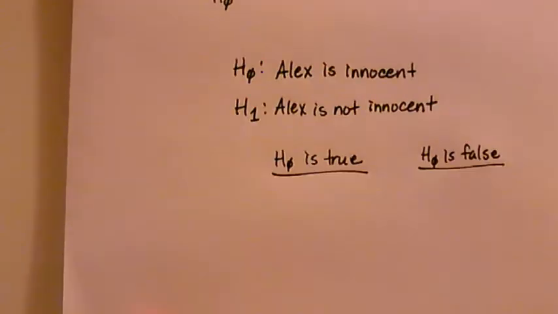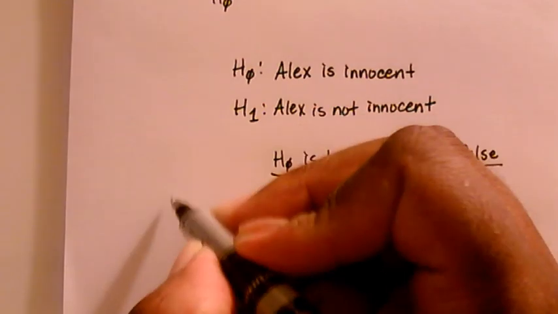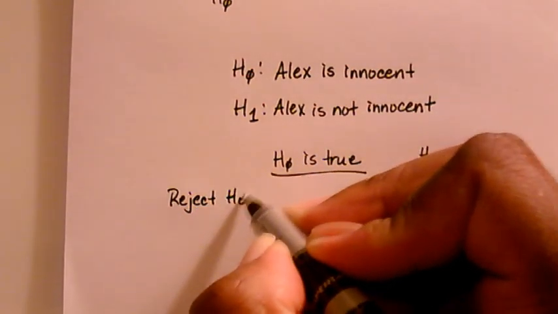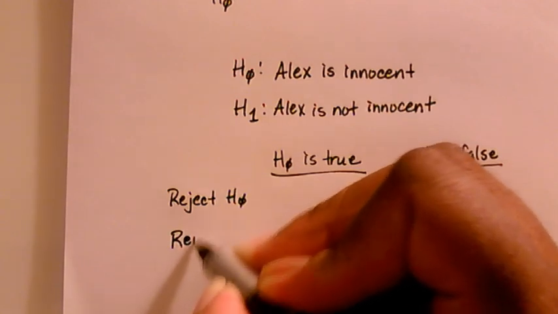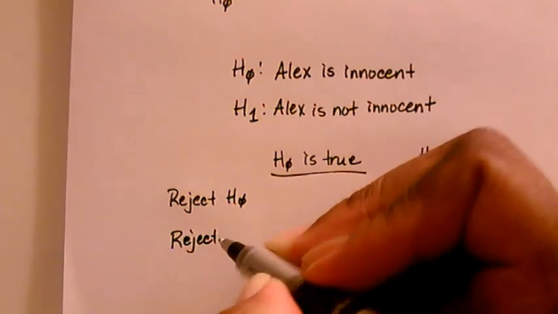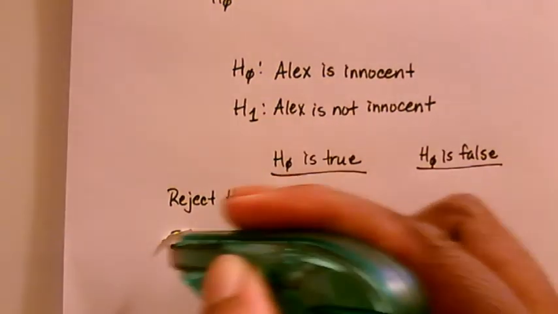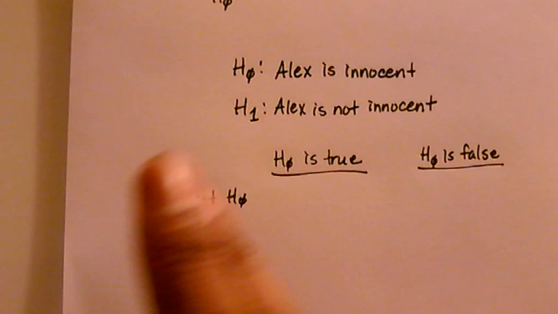And usually in criminal cases, when a jury reaches their verdict, their verdict is based on what was presented to them in court, and that's based on the evidence that's presented in court. So here, you could reject the null or fail to reject the null. That means you could reject his innocence or fail to reject his innocence.